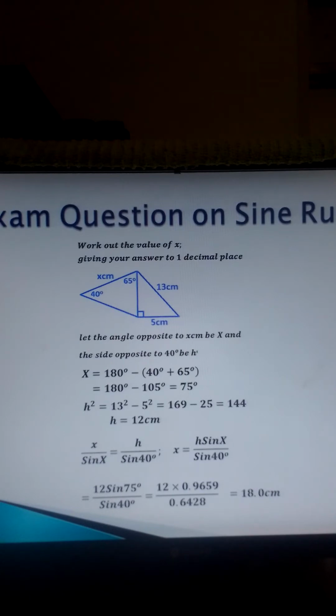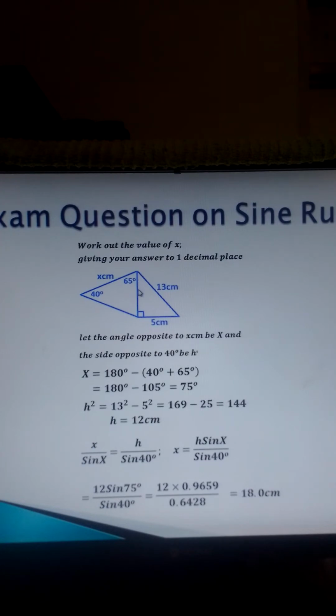Now we can find this height h by using Pythagoras theorem. We know that h squared plus 5 squared is equal to 13 squared. So h squared is equal to 13 squared minus 5 squared, which is 169 minus 25, which is 144. To get h, we find the square root of 144, which is 12 centimeters. So we have h here.